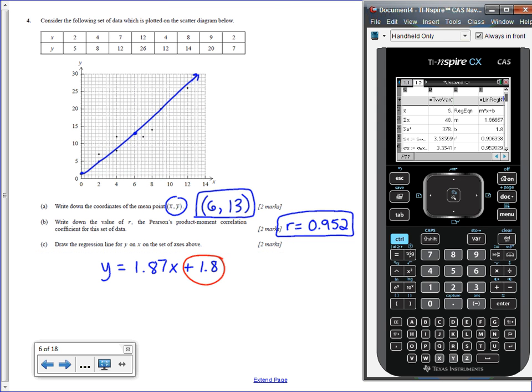Okay, so what are they looking for there? They're looking for you to have a straight line that passes through the mean point, that passes through the y-intercept at 1.8 to get the full marks.